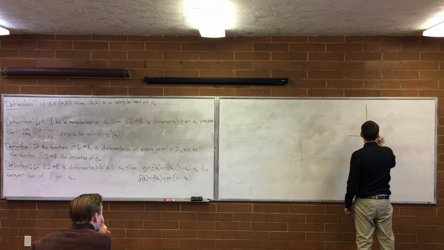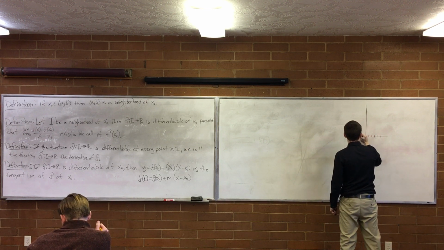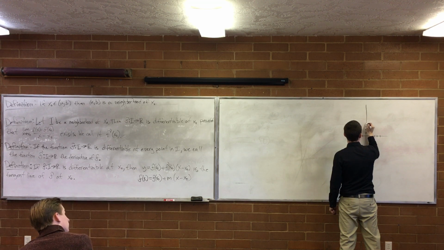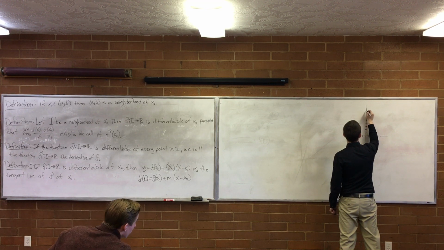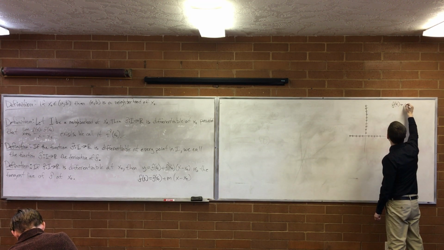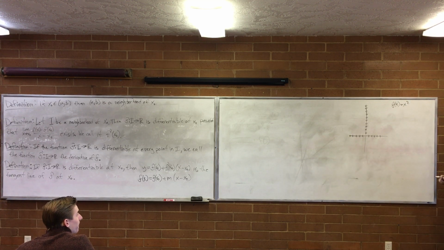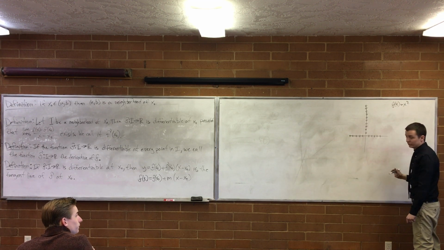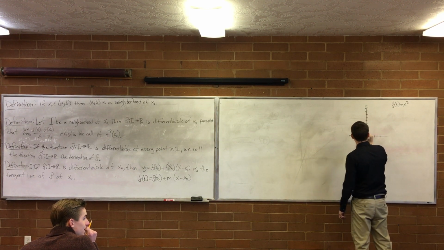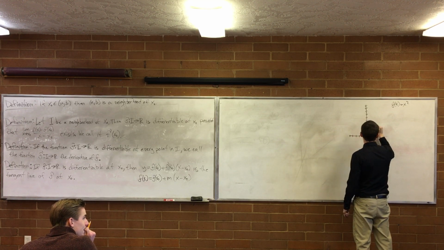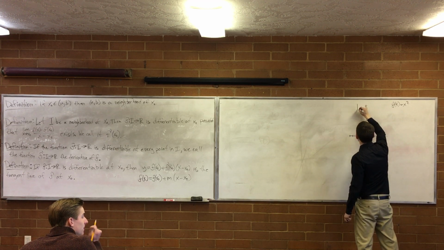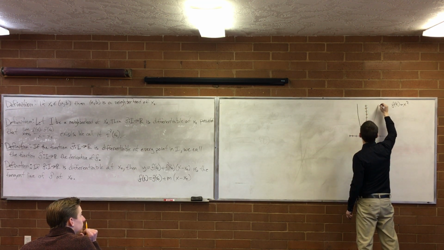So 1, 2, 3, 4, 5. Okay, so now let's look at the function f of x equals x squared. We're going to find its derivative function, right? Okay, so first off, let's graph this thing. At 0, I get 0. At 1, I get 1. At negative 1, I get 1. At 2, I get 4. At negative 2, I get 4. And we won't bother anymore with it, but we know it's going to look very roughly like this, right?